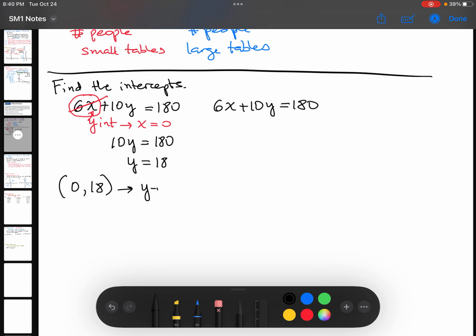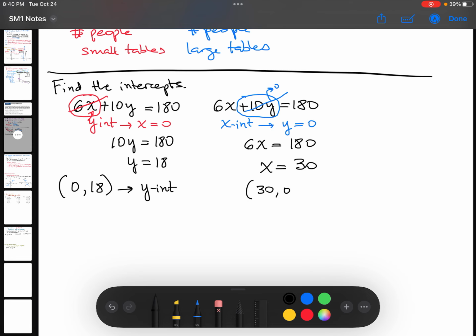This is our y-intercept. Now let's figure out the x-intercept. What do we know about the x-intercept? That the y value is 0. With that in mind, look at this. I'm going to circle this guy. Remember, this is 0, so it means that this term is gone. What do I have left? 6x equals 180. And when you divide by 6, x is equal to 30. So the coordinates of the x-intercept are 30, 0.